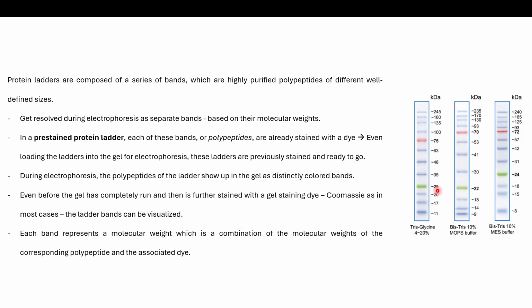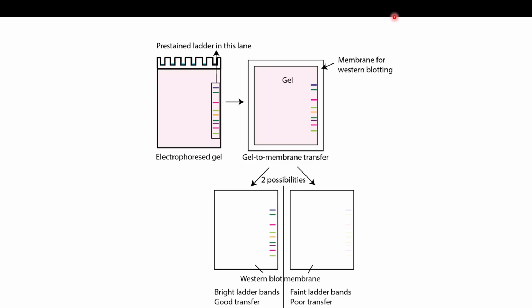So each band here in this lane, the protein ladder, represents a molecular weight which is a combination of the molecular weight of the corresponding polypeptide and the associated dye, because all these have been pre-stained. So it actually has the associated dye weight as well. So this is the pre-stained ladder in the gel, and then comes gel to membrane transfer.